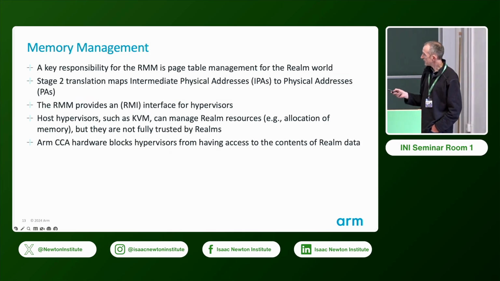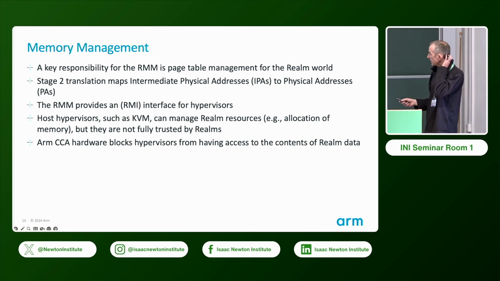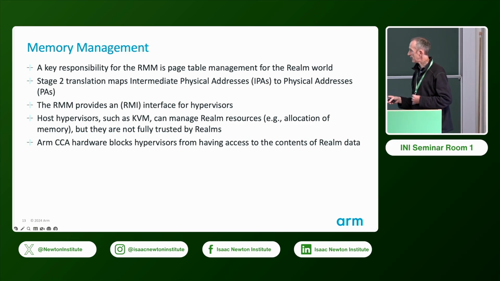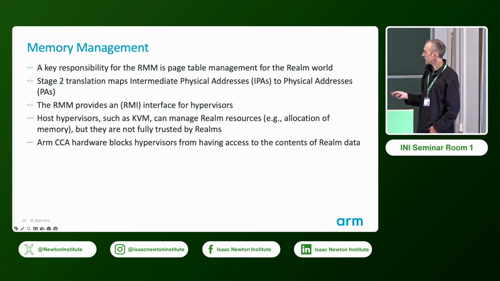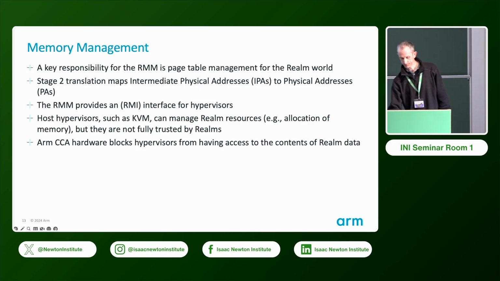And one of the main jobs that the RMM's got to do is page table management. This is stage 2 page table management. So this is mapping intermediate physical addresses to physical addresses. So this is isolating VMs essentially. And hypervisors such as KVM can talk to the RMM. The host hypervisor manages the resources in terms of the allocation of memory, but it's not able to actually access the contents of the memory itself.